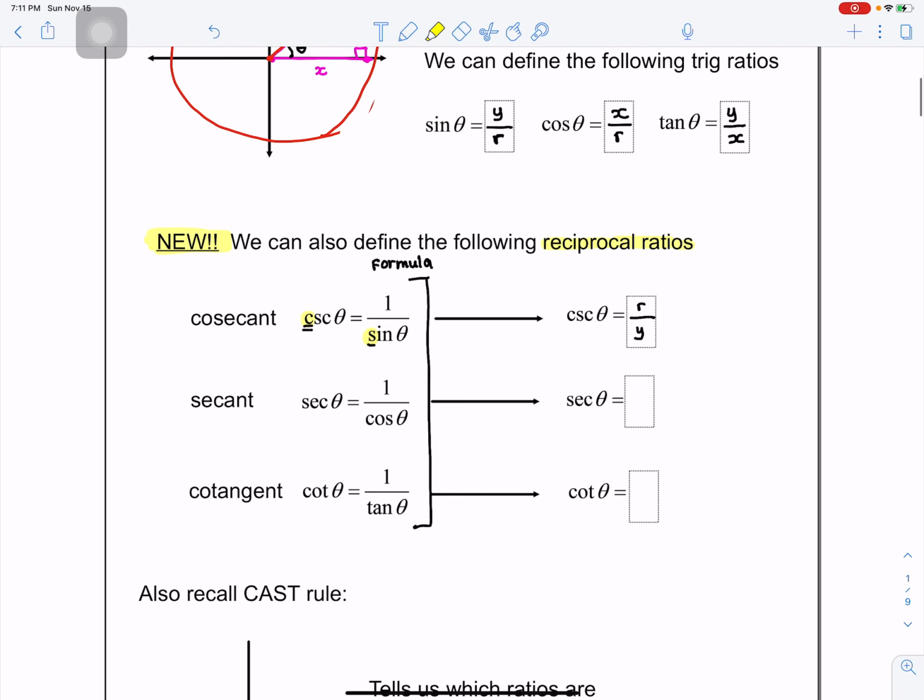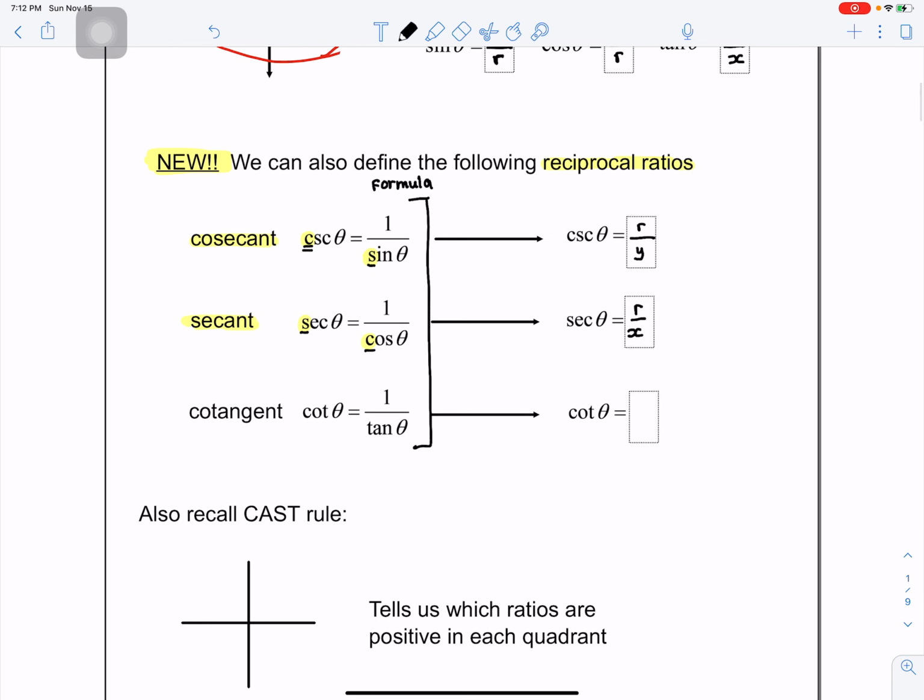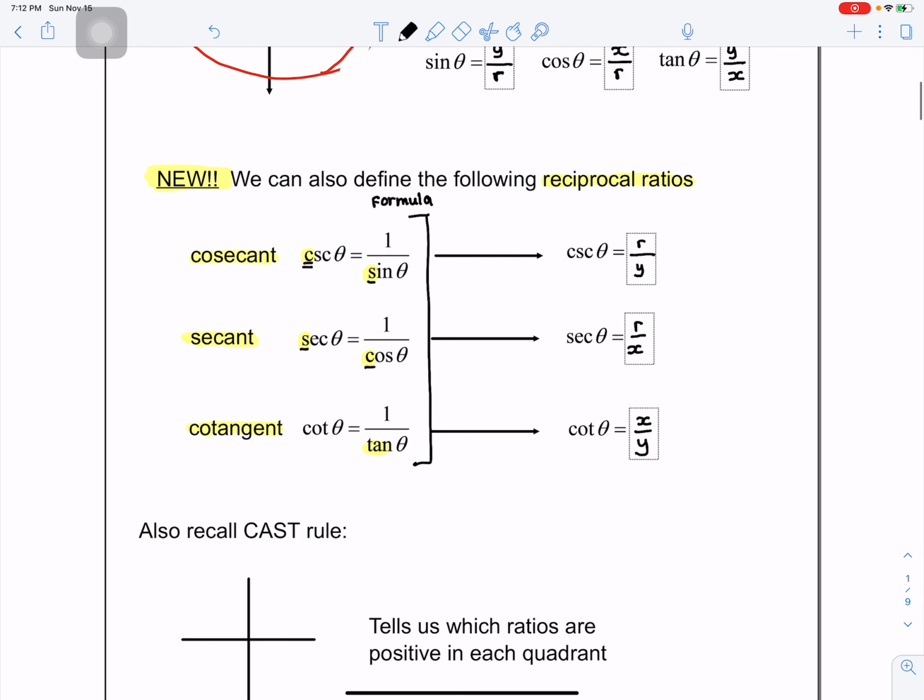When I do my secant ratio, this word is new to you, secant. Secant gives you no hints that this is related to cosine, but I remember that an S goes with a C. The reciprocal of cosine is r over x. And then my cotan is the reciprocal of tan. So when you see the word cotangent, you can kind of see the word tan in there. And the reciprocal of tan is x over y. So these are my 6 ratios. This material and this material is not on your formula sheet, so those are things you have to remember based on the triangle you draw.